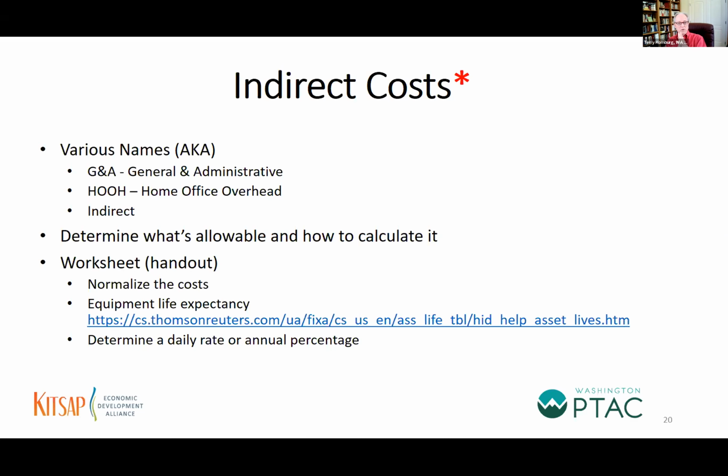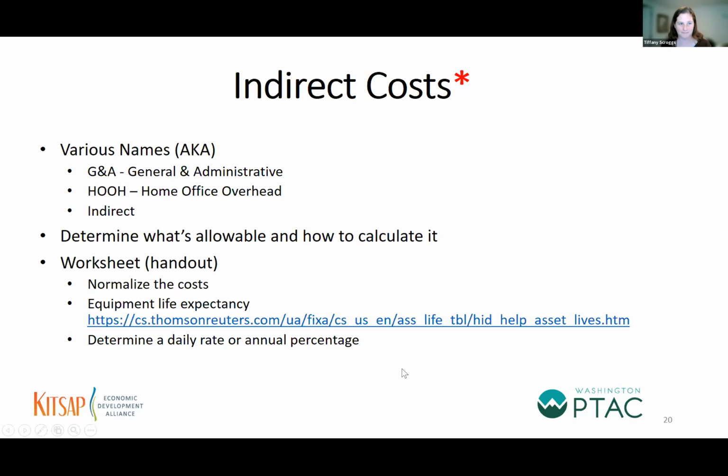I think we covered everything on the slide. Any questions on indirect costs? Terry, will you talk about where that list of naughty expenses are, the unallowables? Yes. And where to find that? We've got one more slide on indirect costs, and it's on there.